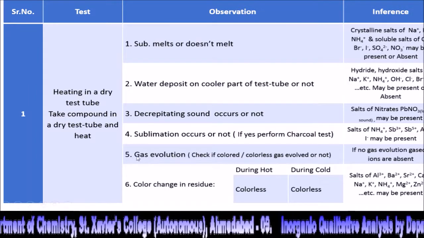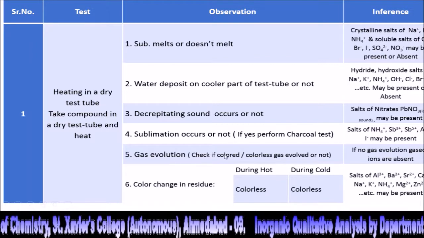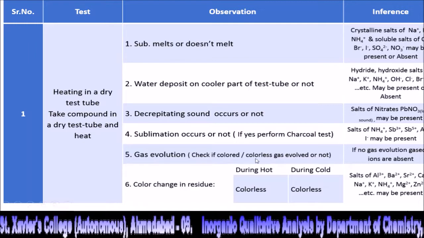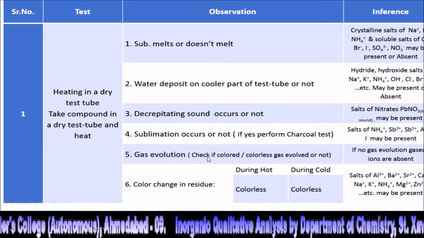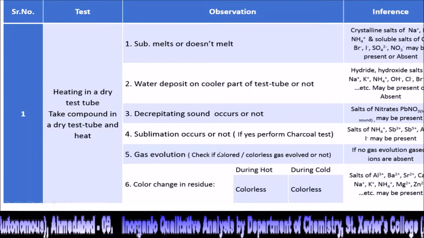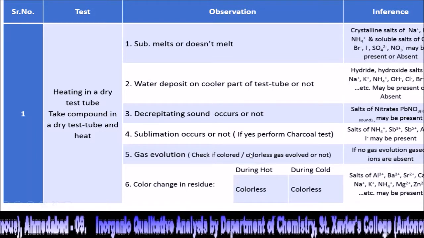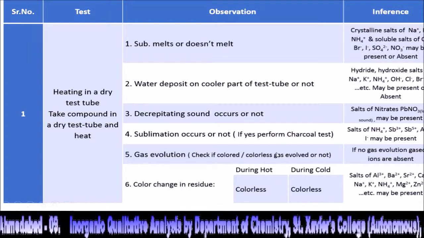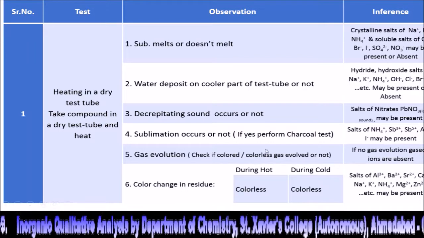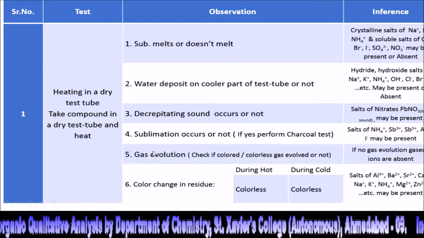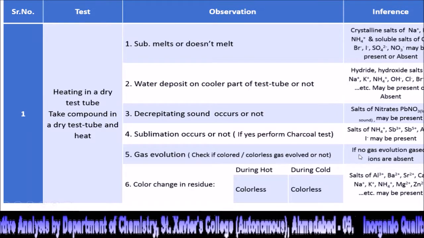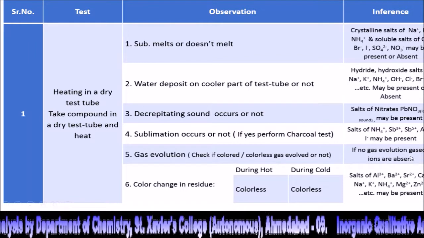Next is the gas evolution. We need to check whether a colored or colorless gas evolves on heating the substance in a dry test tube. If it is colored, what color, by which we can identify the negative ion, the anion of the compound. Or if colorless, then by performing certain other tests we can identify the colorless gas as well. But ideally, if you do not recognize anything, it would be safest to write no gas evolution, gaseous elements are absent.